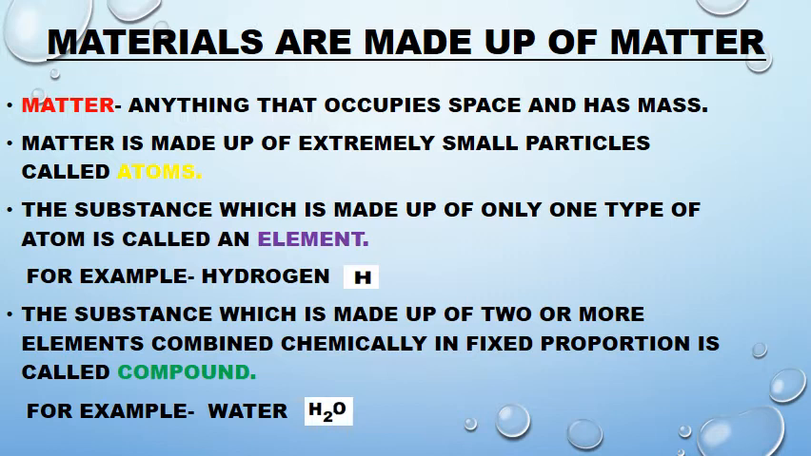Now, any substance which is made up of two or more elements in a fixed proportion is called a compound. For example, you can take water. Now, water is a combination of two elements, that is hydrogen and oxygen. And in this, we have two hydrogen atoms and one oxygen atom.